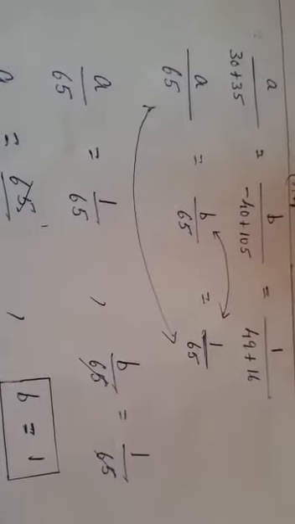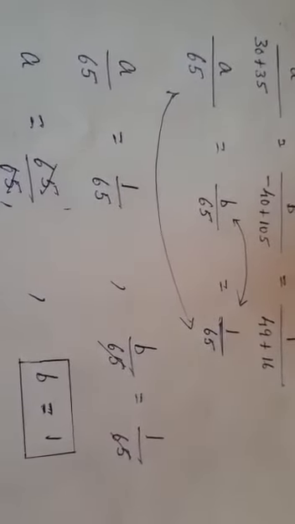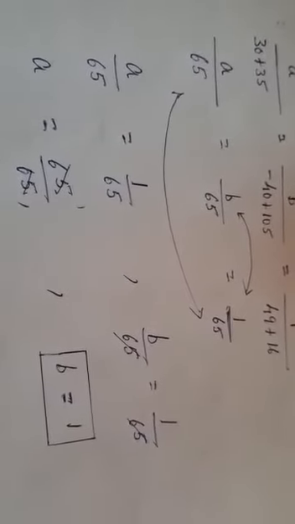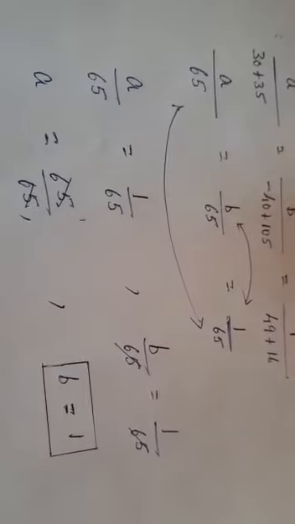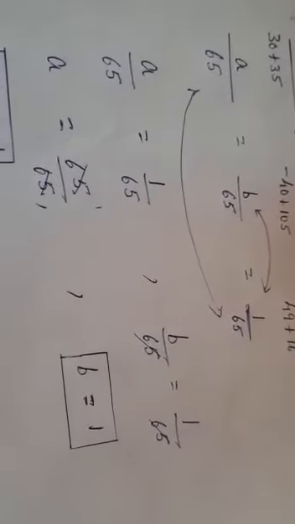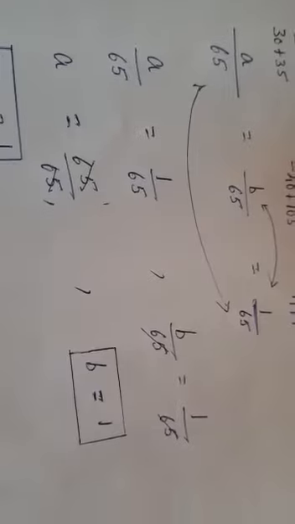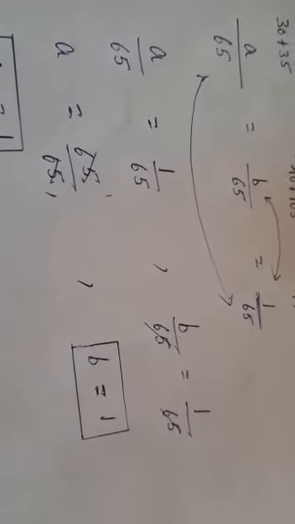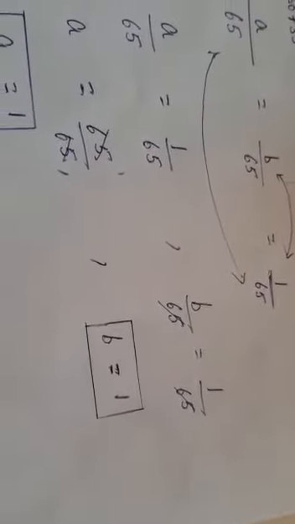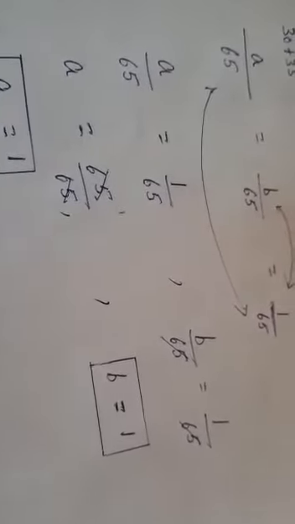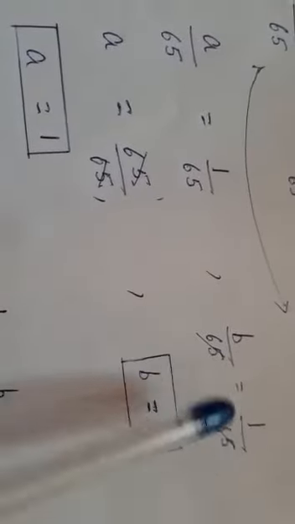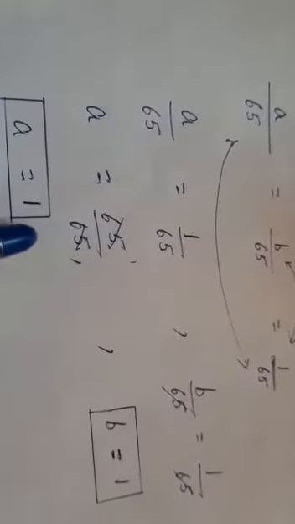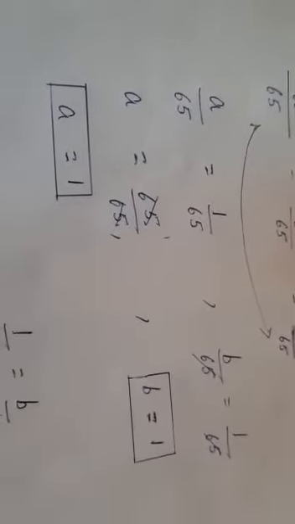Now we get a/(30 + 35) = b/(-40 + 105) = 1/(49 + 16). Now a/65 = b/65 = 1/65. Now you have to take the first and the last term, that is the a value and the constant term. So a/65 = 1/65, b/65 = 1/65. Now I have done it in two methods. Either we can cancel 65 and 65 on both sides, we get b = 1, or we can write a = 65/65, a = 1. Now we have got the values of a and b.